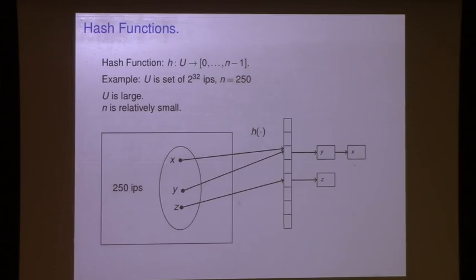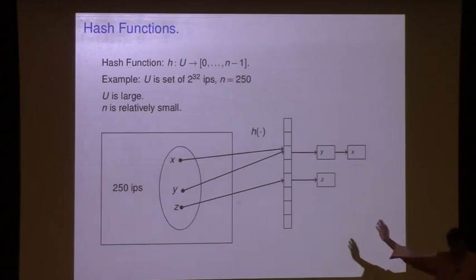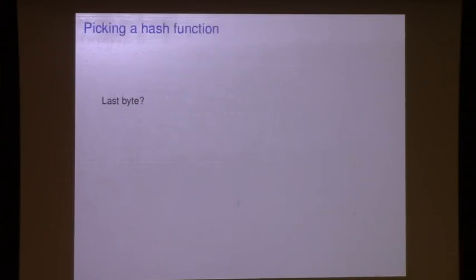Right? Z is something better happened. These things did not collide. I'm going to use the word collision a lot. X and Y here collide, right? In the hash table, they are mapped to the same place. So that's a collision in the hash function on this set of keys, okay?